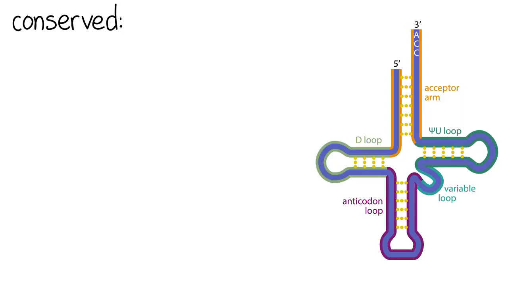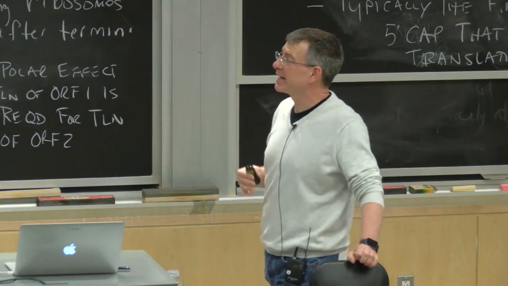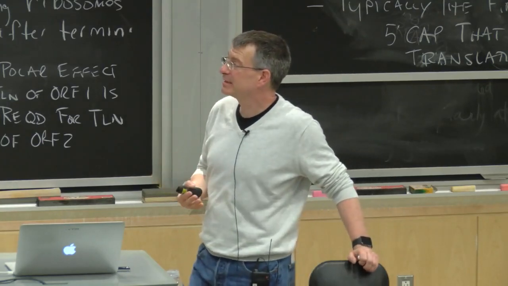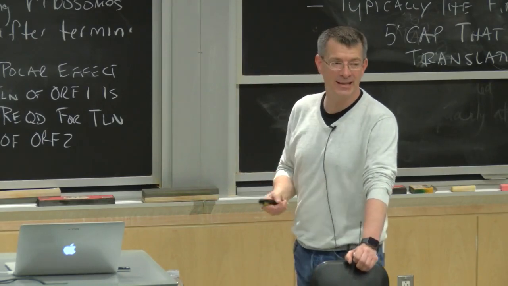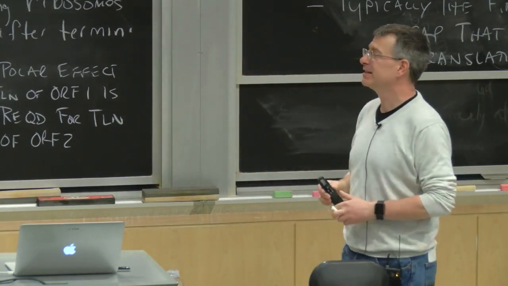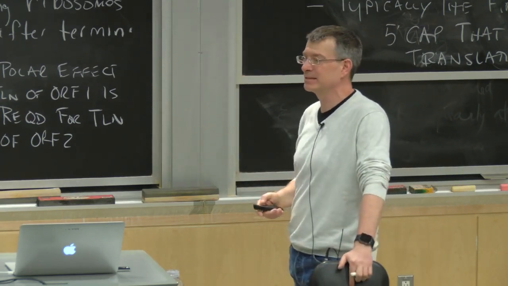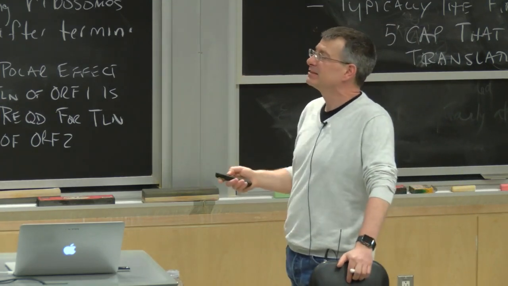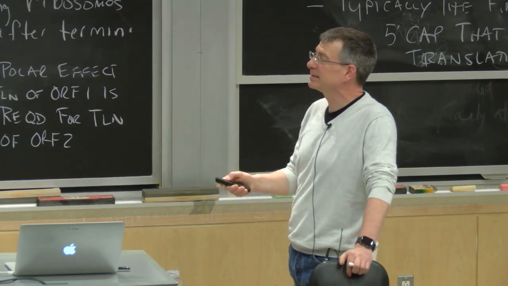Okay, so what's conserved? The first thing is this CCA: the last 3 nucleotides in every tRNA are CCA. Interestingly, there are a few of them where that gets added post-transcriptionally. I'm not going to go through this in detail, but there's a cool little enzyme that adds CCA in an untemplated way to tRNAs. Who knows why the cell decided to do that for those guys? It seems like it would be easy enough just to have the right sequence in the tRNA in the first place.